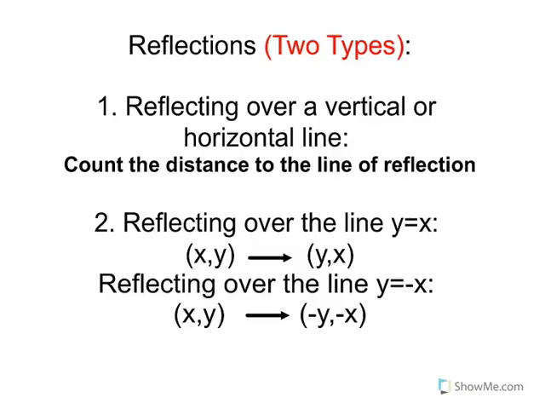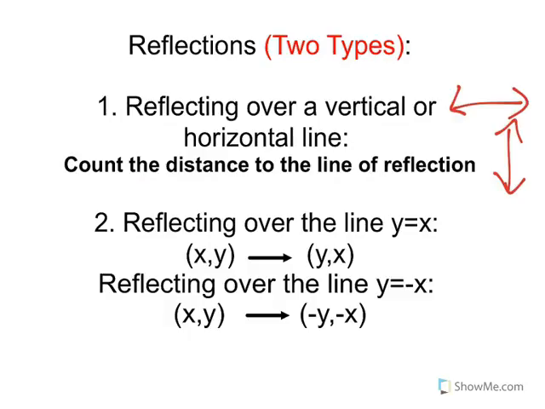So we'll go over two types of reflections in this video. The first kind is reflecting over a horizontal or vertical line. So horizontal goes across and a vertical line goes up and down. So when you're reflecting across a horizontal or vertical, you just count the distance of the original point, how far away it is from the line of reflection, and then count that same distance on the other side.